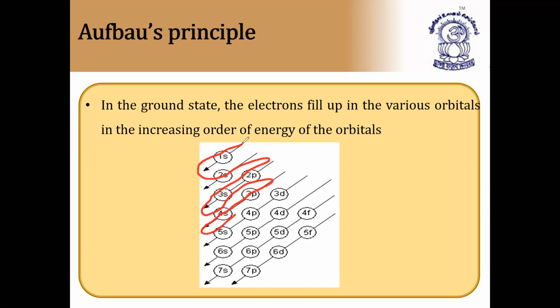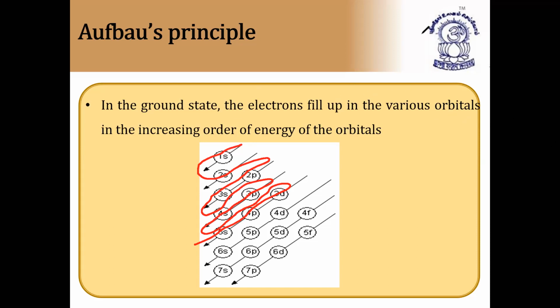Like this it will go. So first is 1s, second is 2s, next is 2p, next 3s, 3p. After 3p, 4s, we have 3d, then 4p, then 5s, then 4d, 5p, then 6s. This order is very, very important. So this table is most important.